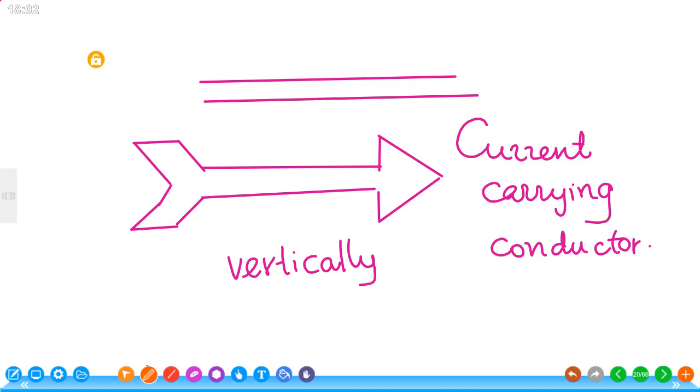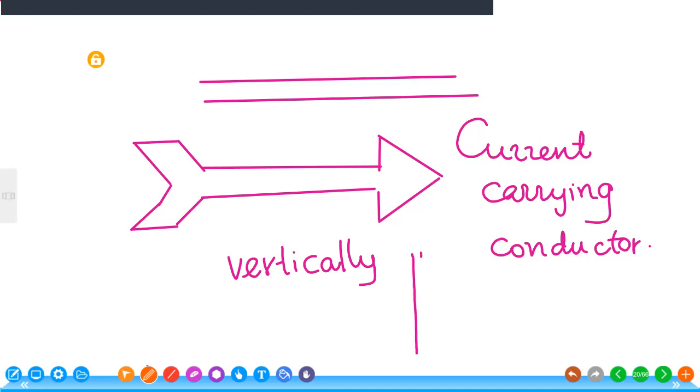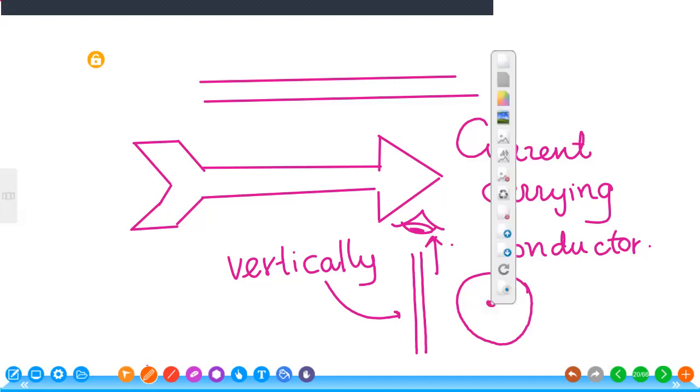So you can understand that if you observe it in this way, this one is a current carrying conductor, and current is flowing upwards here. Then if you observe from this side, you have to think about the concept of an arrow. The conductor is kept vertically, and as the direction is upwards, the arrow is coming upwards. When we observe from the top, we see the tip of the arrow. Therefore, we represent it like this.